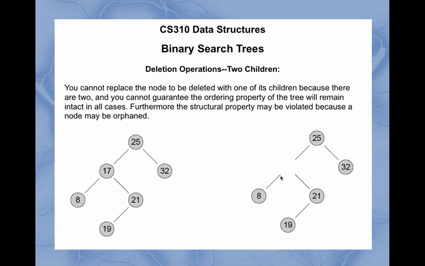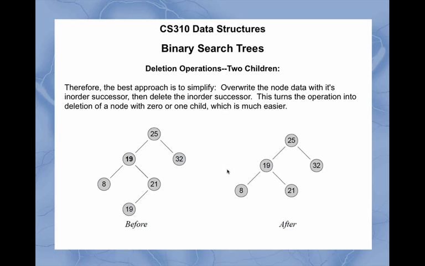Therefore, we don't want to replace this node with one of its children, because the 19 is an issue. So the strategy here is to turn this into the case of deletion of a node with one child. Well, how do we do that? As follows. You do an in-order traversal. That is, you find the in-order successor.